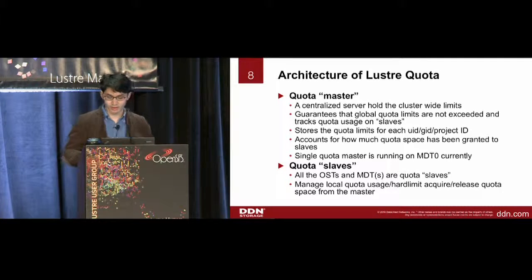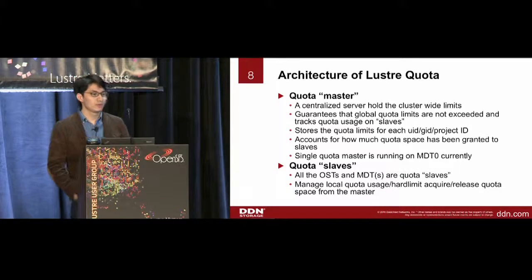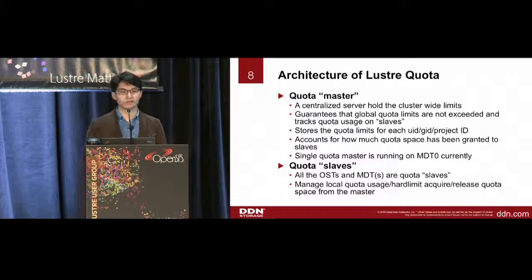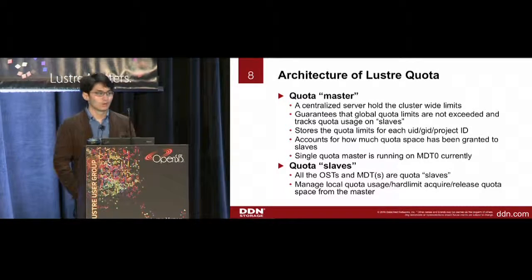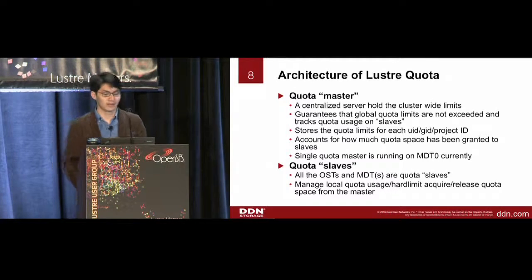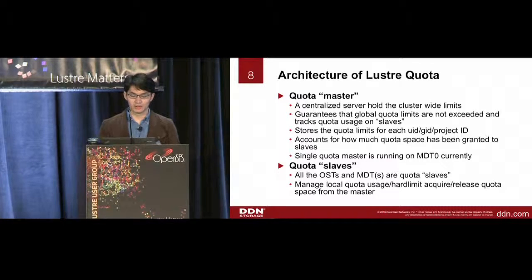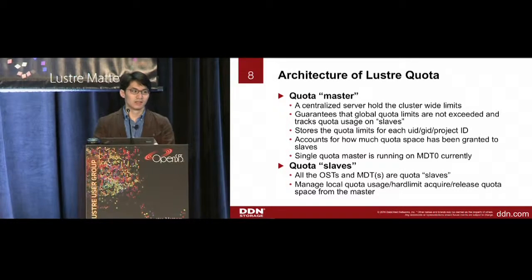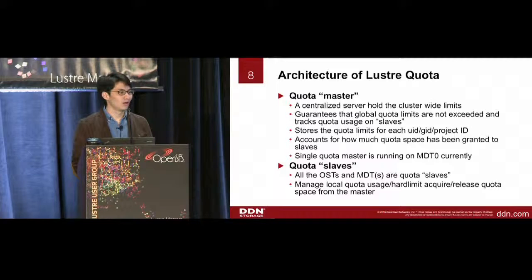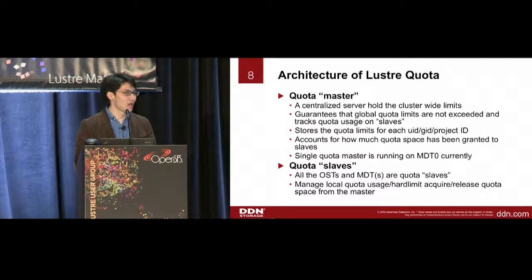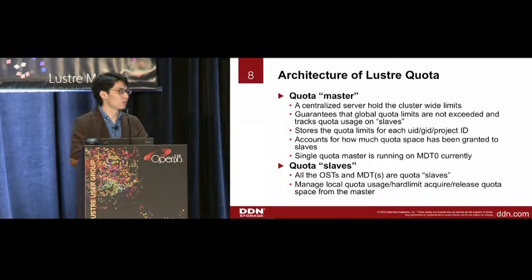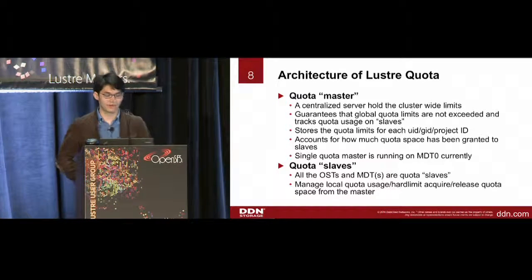So that's pretty much the semantics of Project Quota. In order to implement Project Quota in Lustre, we need to know the architecture of Lustre Quota. The two important concepts of Quota in Lustre are the Quota master and the Quota slave. The Quota master is a centralized server that hosts the cluster-wide limits, and Quota slaves include all of the OSTs and MDTs. The Quota slave manages the local quota usage and the limits. And if it doesn't have enough quota, it will acquire more quota from the Quota master.